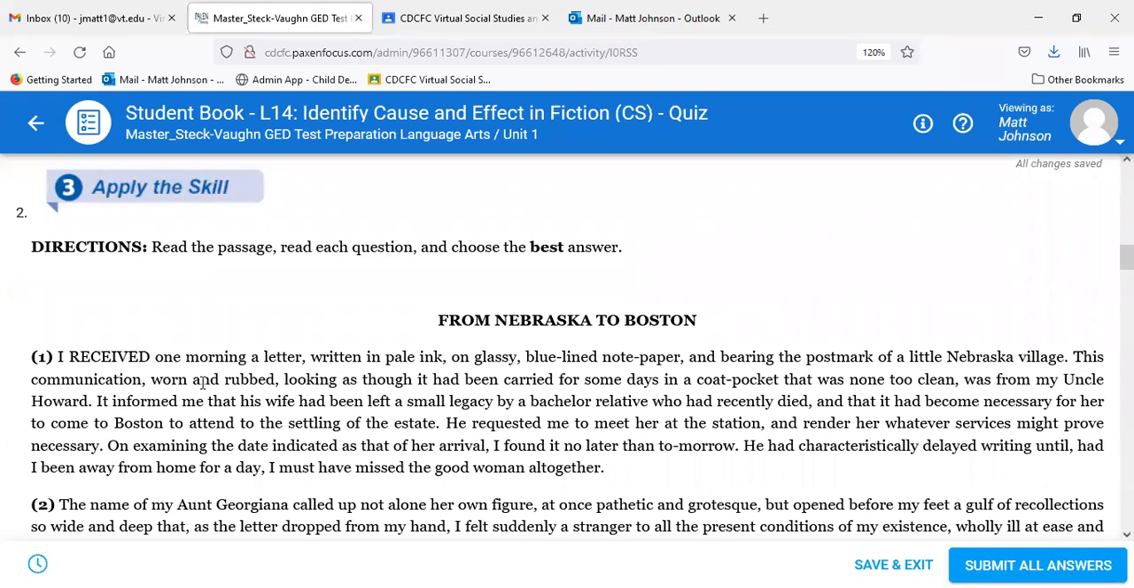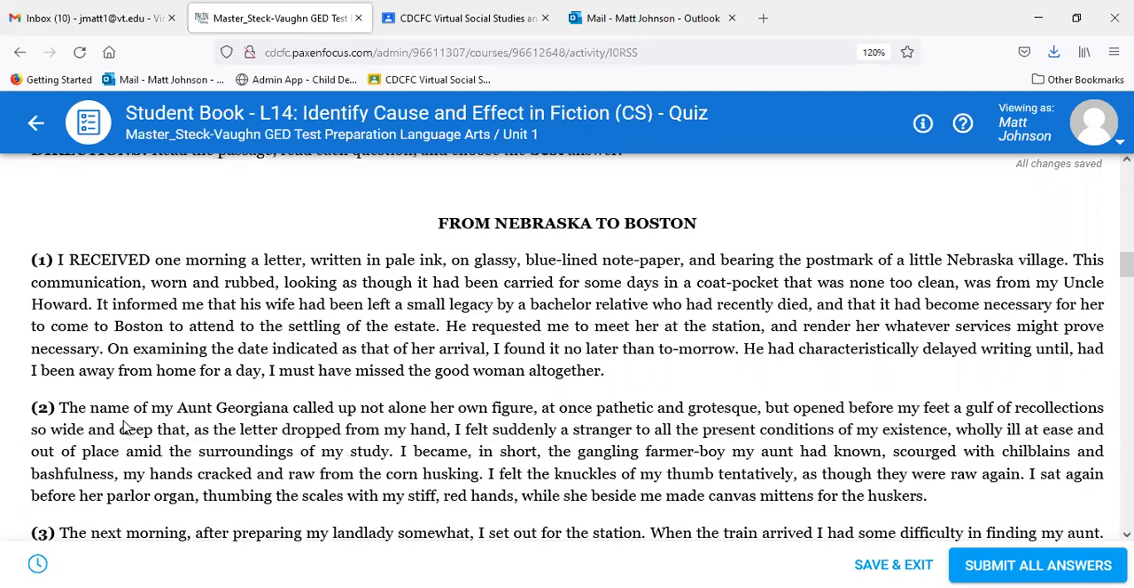Tomorrow? Why did I do tomorrow like that? He had characteristically delayed writing until, had I been away from home for a day, I must have missed a good woman altogether. Okay. Missed a good woman altogether.